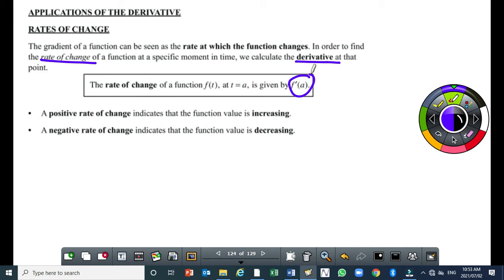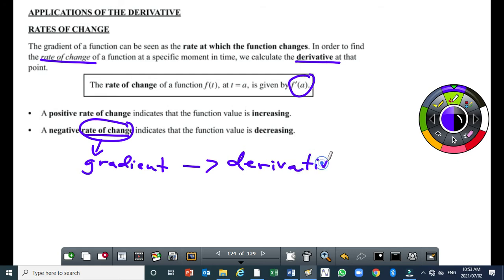This rate of change, it's a gradient. This is a what? Gradient. And that gradient is also the derivative. You don't have to get confused. Rate of change, gradient. Rate of change, derivative. Gradient, derivative. Okay? So make sure you know that. Alright? Can I give you just a few seconds just to copy this down?